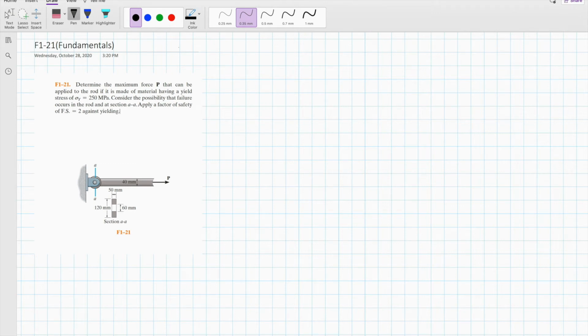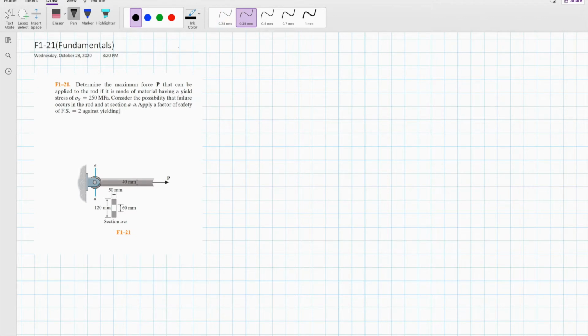In this video, we're going to focus on the 21st fundamental problem from chapter 1. We are asked to determine the maximum force P that can be applied to the rod if it is made of a material having a yield stress of 250 megapascals. We are to consider the possibility that a failure occurs in the rod at section A-A, and we are to apply a factor of safety of 2 against yielding.